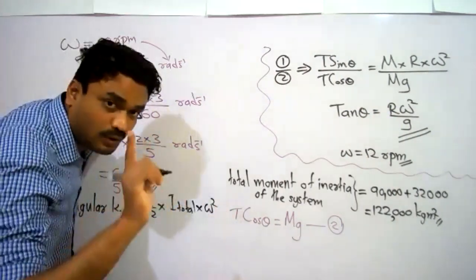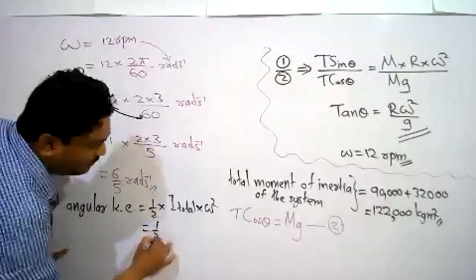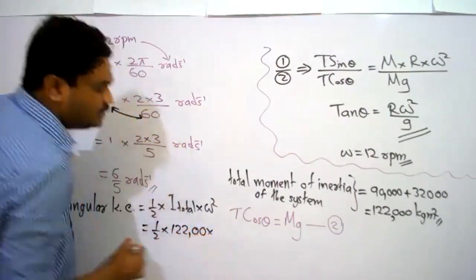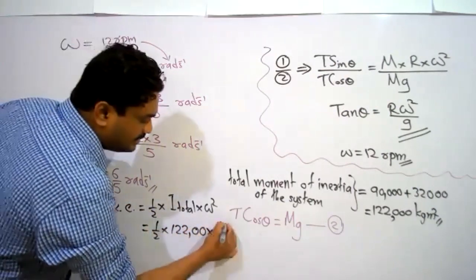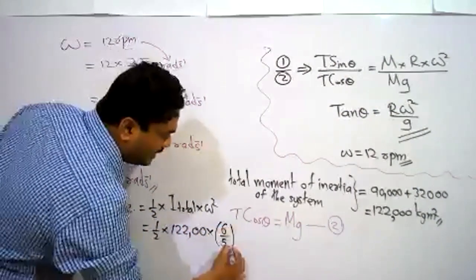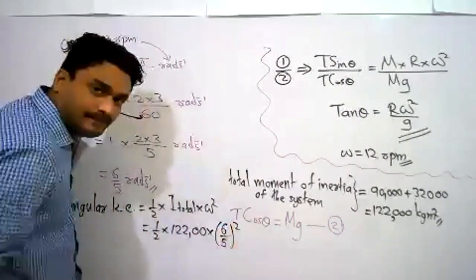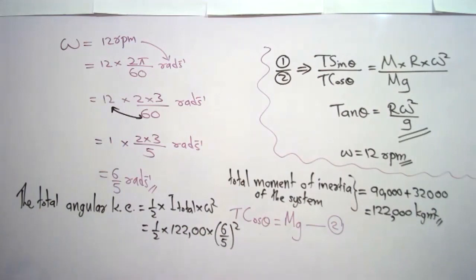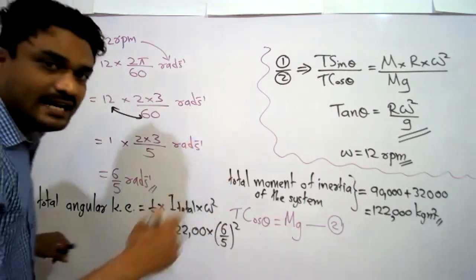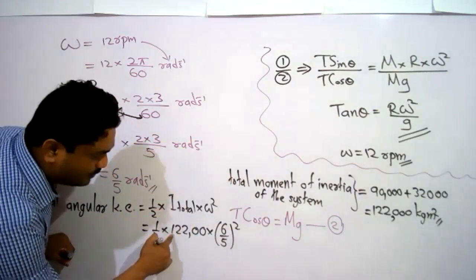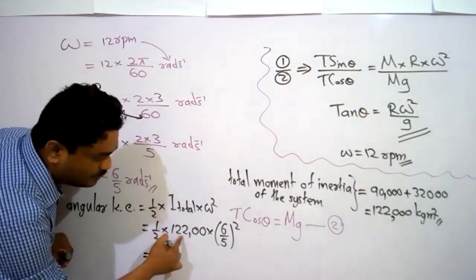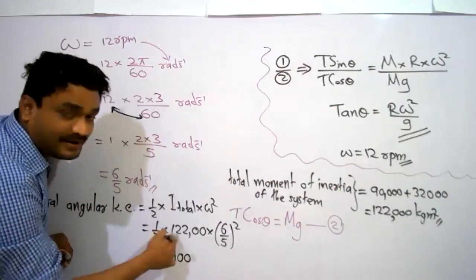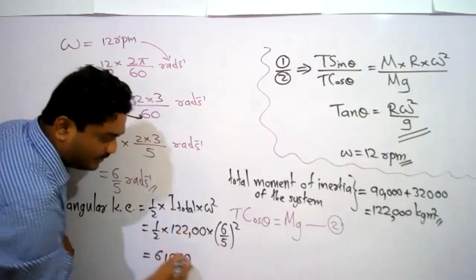Look at the board. So this is half, the moment of inertia of the entire system is 122,000, into omega. Omega is 6 over 5, and square of that. Can you see if I write one more step? My advice is to do something like this. 12 divided by 2 is 6, so 122,000 divided by 2 means 61,000.